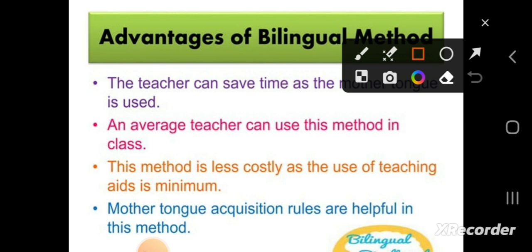Mother tongue acquisition rules are helpful in this method. The method leverages the natural rules and structures of the learner's native language to aid in understanding and using the target language. By relating new language structures to familiar patterns in the mother tongue, learners can more easily grasp and apply these structures. Overall, the bilingual method provides a practical, cost-effective approach that capitalizes on the learner's existing linguistic knowledge to facilitate new language acquisition.